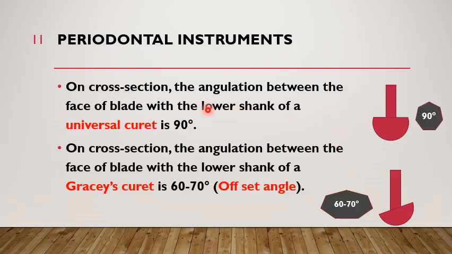Now coming to periodontal instruments. We know that on cross section, the angulation between the face of the blade and the lower shank or the terminal shank, which is in contact with the cutting edge or the working end of the universal curette, is 90 degree. That means if we see from the tip of the curette, the terminal shank and face of the blade form a 90 degree angle. And if we see a Gracey curette or area specific curette, there is an offset angle of 60 to 70 degree. That means if we see from the tip, we feel that this is curved in two directions, so there is an angle of around 60 to 70 degree.